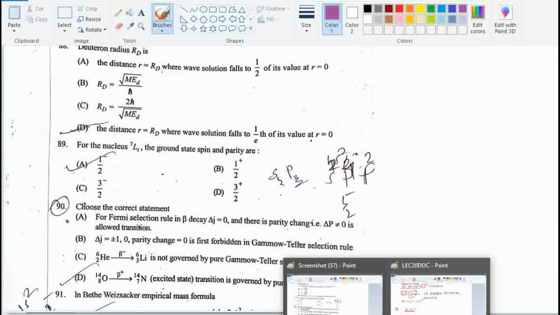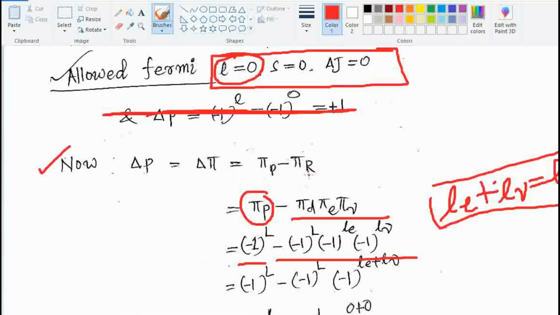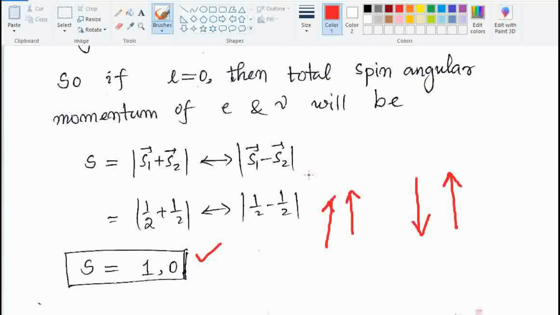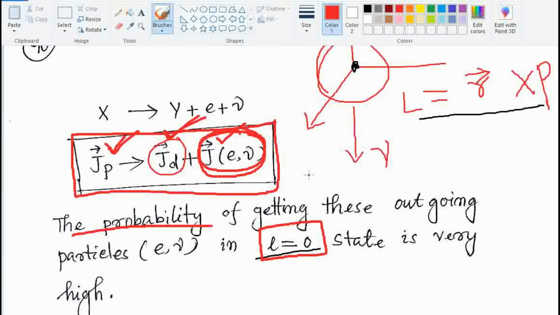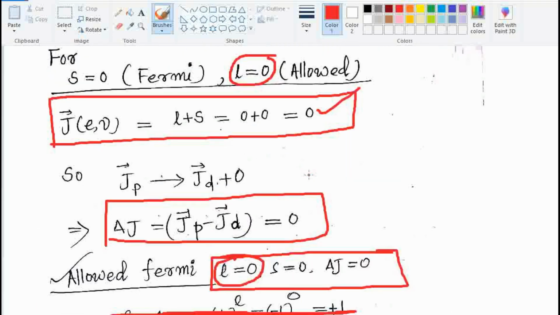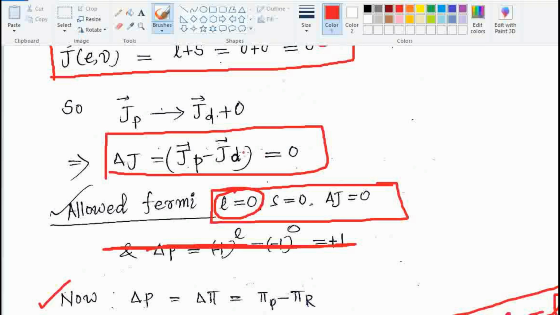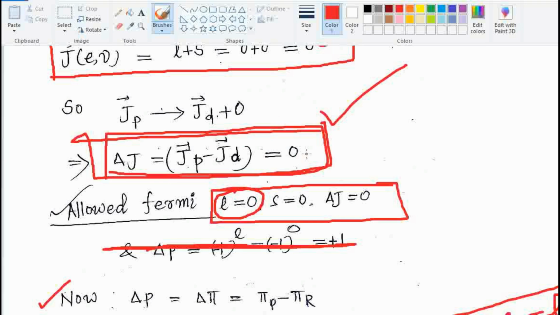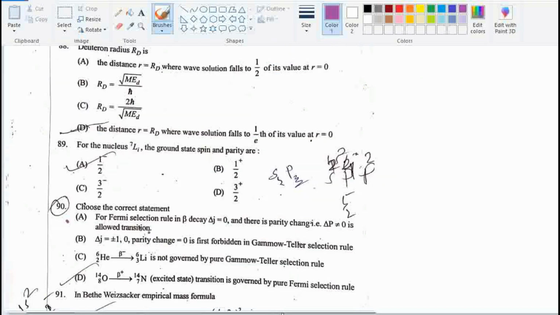That means it is what? It is a condition of a Fermi transition. You see this del J equal to 0 here. This is okay. Now you see what is the second statement? Del J equal to 0. This is correct. And there is a parity change of del P not equal to 0.